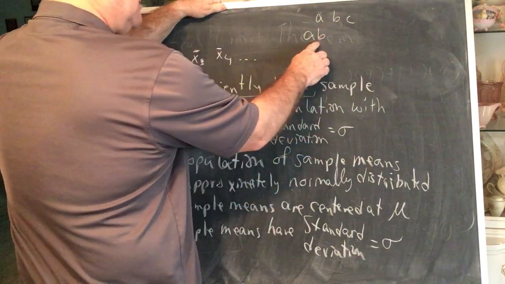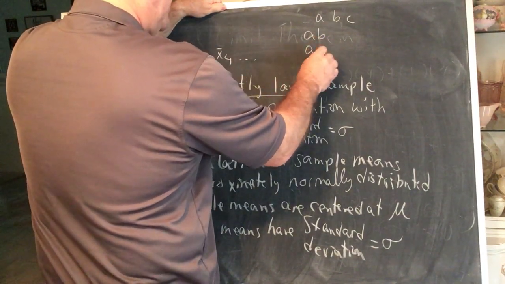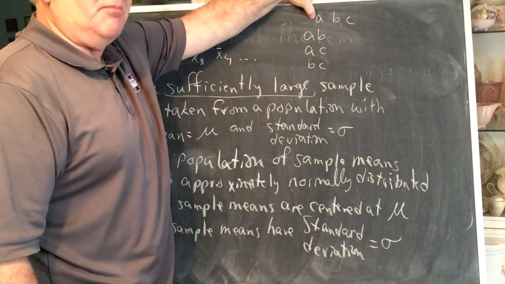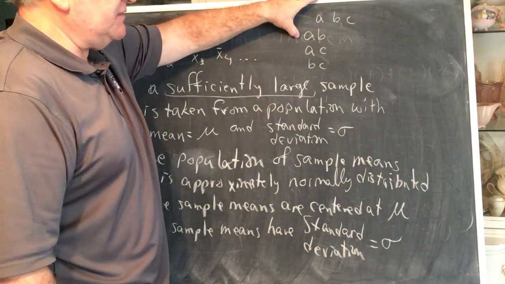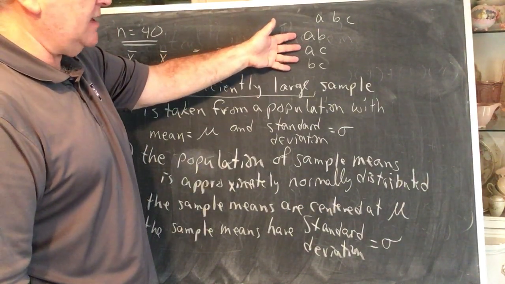Well, there's one possible sample, AB. Here's another possible sample, AC. And here's the other possible sample, BC. If we only have 3 data values in our population, and we only take samples of size 2, these are the only 3 possible samples that could be generated.